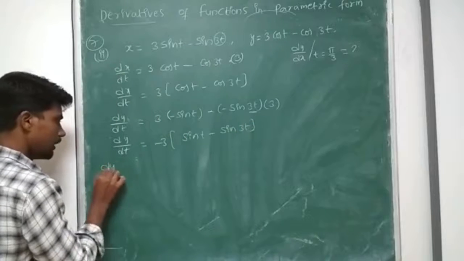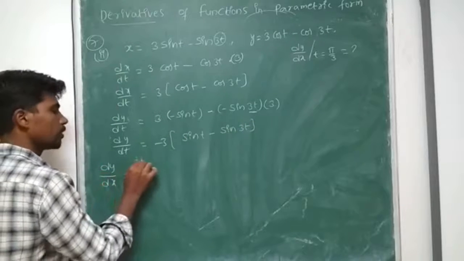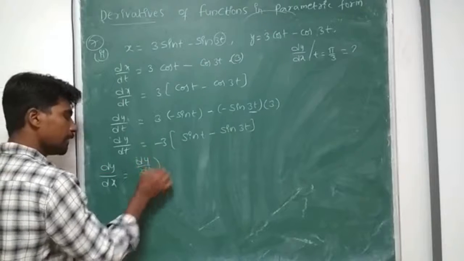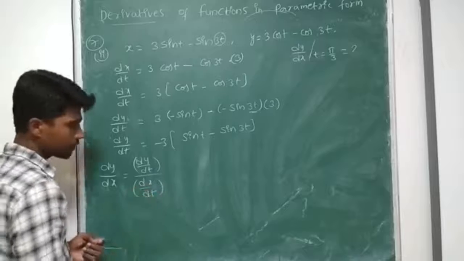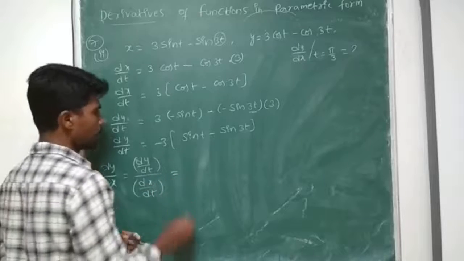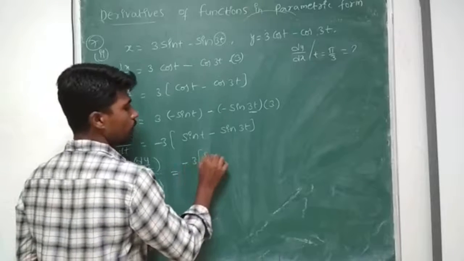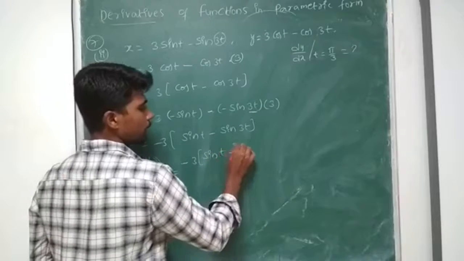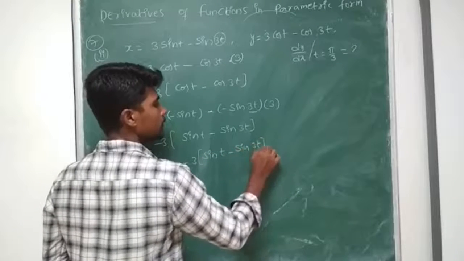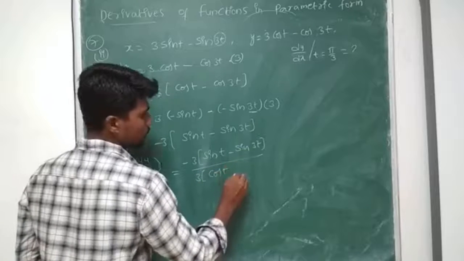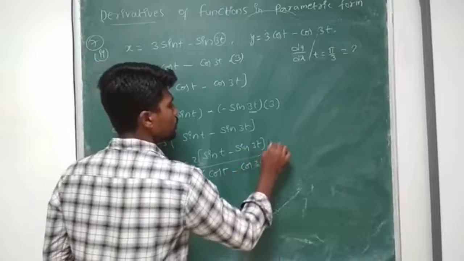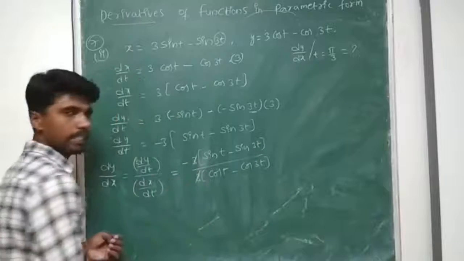Now dy by dx is equal to dy by dt divided by dx by dt, which is equal to minus 3 into sin t minus sin 3t, by 3 into cos t minus cos 3t. 3 and 3 get cancelled.